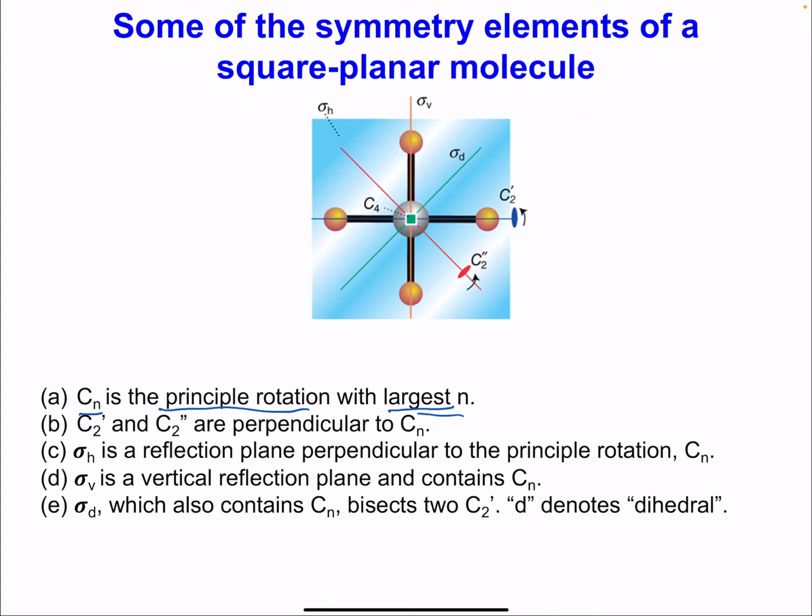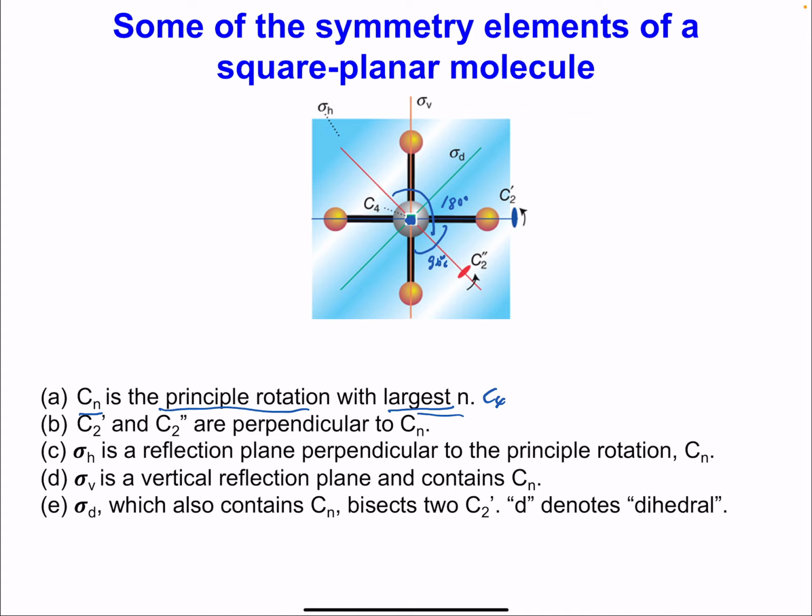Okay, so let's talk about the Cn. The Cn, called N, means the principal rotation with the largest n value, which means you rotate the smallest angle about that axis. That axis Cn is the principal rotation. In this case, the principal rotation is the one if we draw a perpendicular line through the screen, going through this silver colored atom. So we have a C4 rotation. That's your principal rotation.